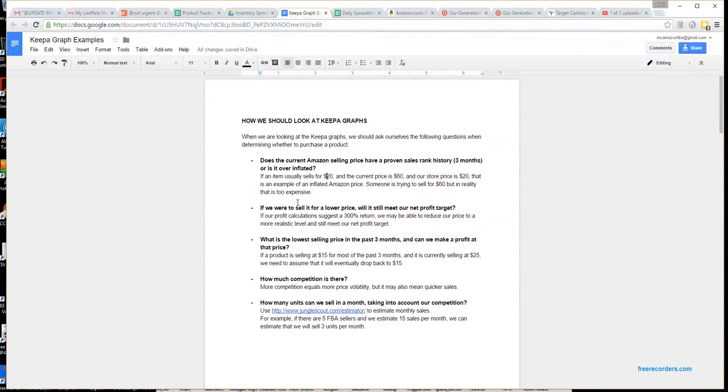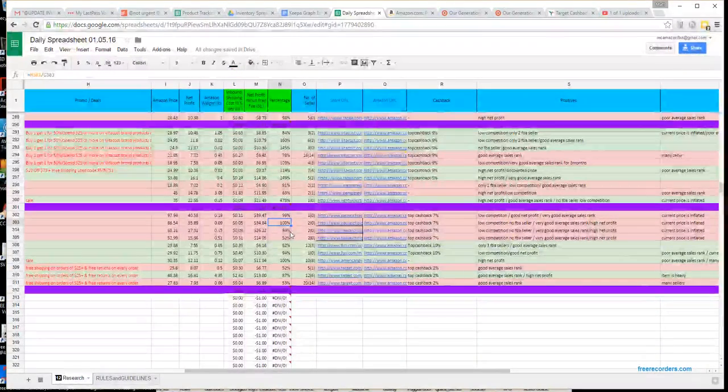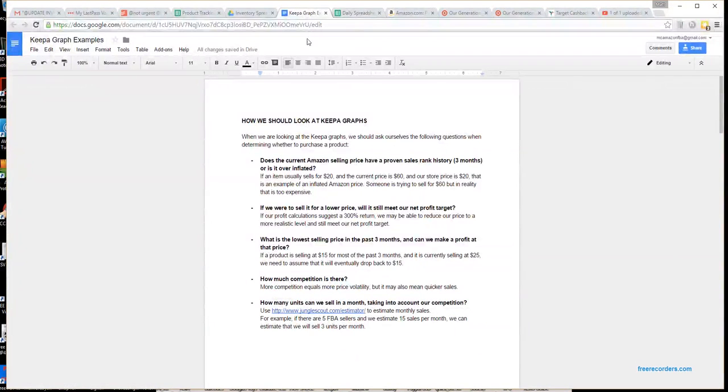Very rarely will you get a sale, if any. But that's not to rule it out completely. Our return here was 100%, calculated based on that inflated selling price. So that means we have room to move. If we were to sell it for a lower price, will it still meet our net profit target? So that's the next question we ask.